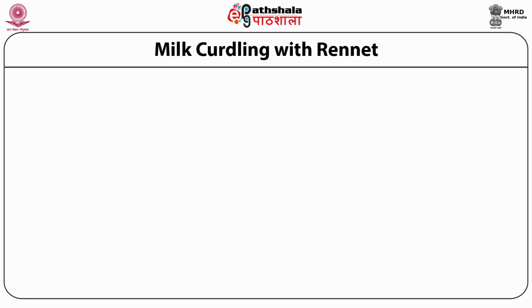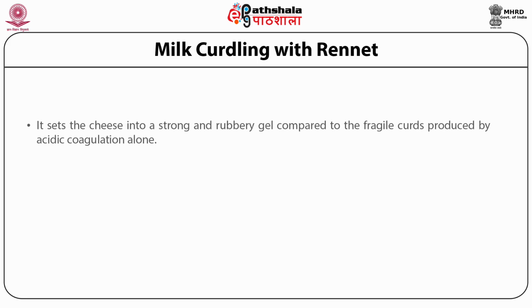Now we come to merits and demerits of different curdling agents, or we can say the style of working of different curdling agents. Milk curdling by rennet sets the cheese into a strong and rubbery gel, while curdling with acidic coagulation provides fragile curds.